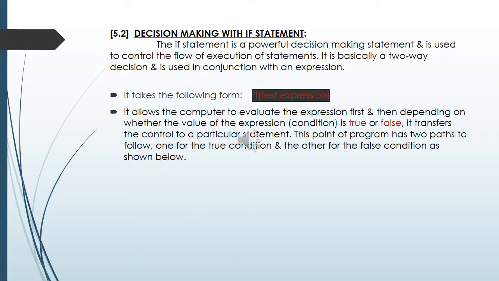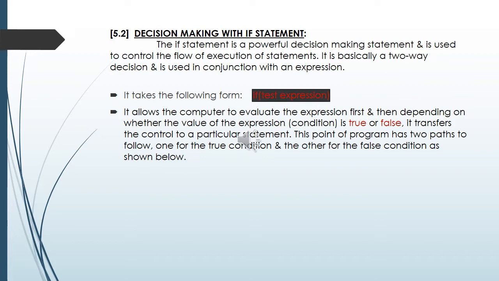Decision making with if statement. The if statement is a powerful decision making statement and is used to control the flow of execution of statements. It's basically a two-way decision and is used in conjunction with an expression. It takes the form if (test expression). It allows the computer to evaluate this expression first, and then depending on whether the value of the expression or condition is true or false, it transfers the control to a particular statement.